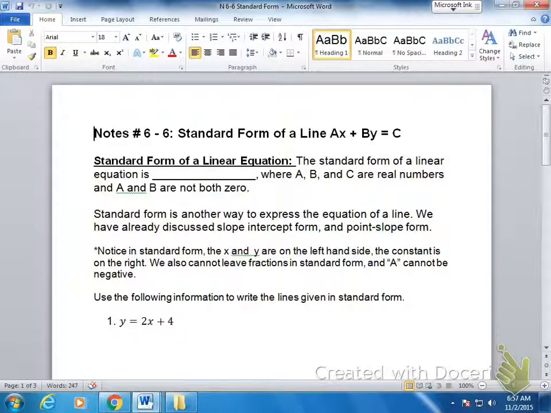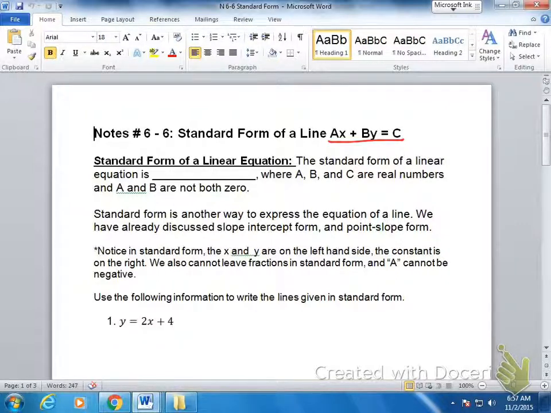Okay, guys, today note 6.6 is standard form of a line. Standard form is ax plus by equals c. We've talked about that before. Well, today we're going to take stuff and put it in standard form. There's a couple little things we have to put on here. Standard form of a linear equation.